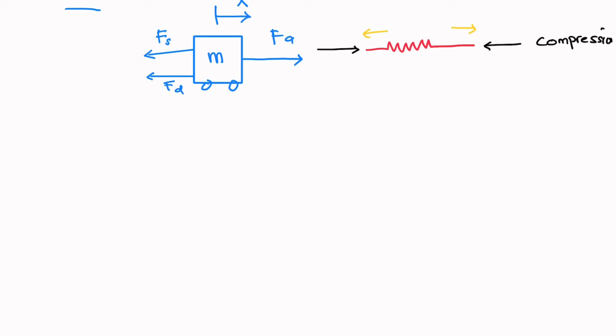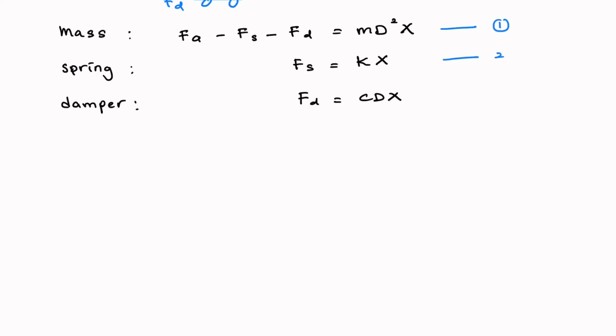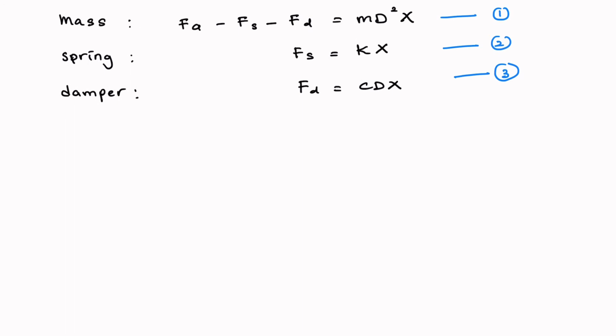Now, let's write the governing equations. For the mass, it is based on the FBD. Therefore, Fa minus Fs minus Fd equals m d squared x. Then the equation for the spring is Fs equals Kx. And for the damper, the force of the damper equals C dx. So these are the three governing equations for the three elements in the system.